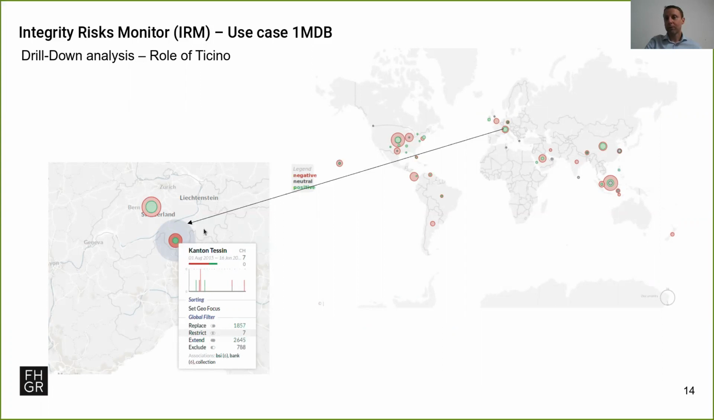For instance, you might be interested, why is Switzerland involved here and what's the role of Ticino? And again, by just clicking on the data point, you will get information on why that's the case, and you can narrow it down to the single document.